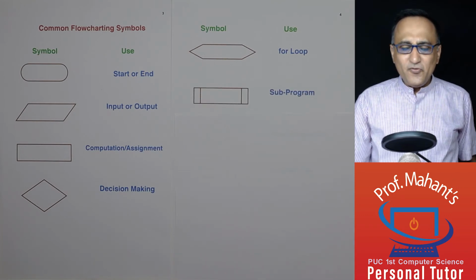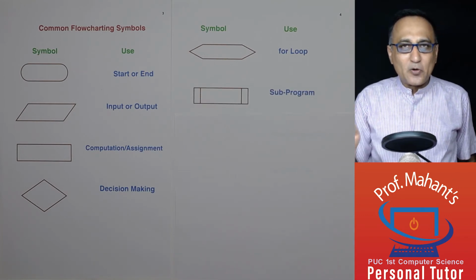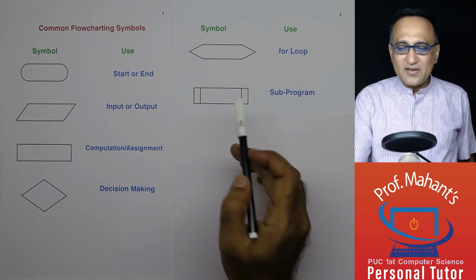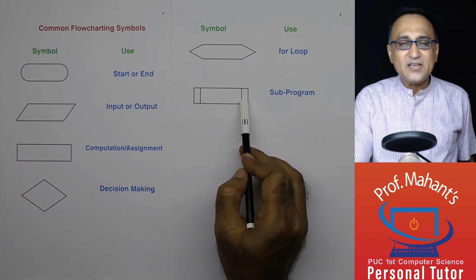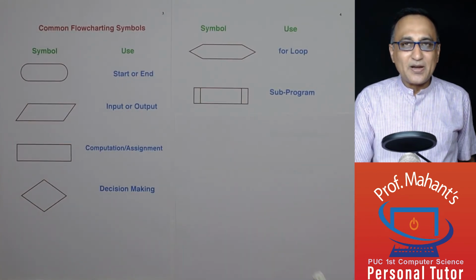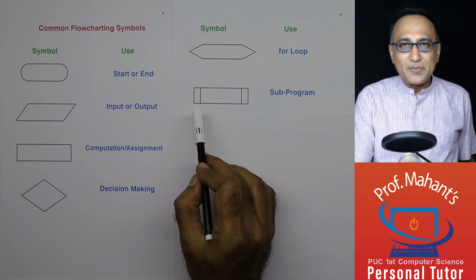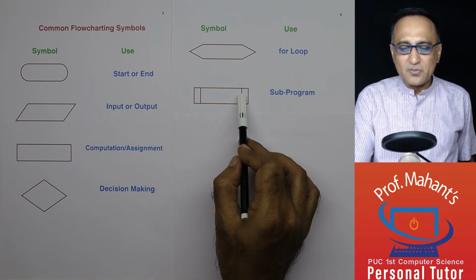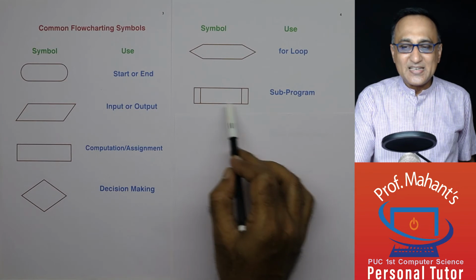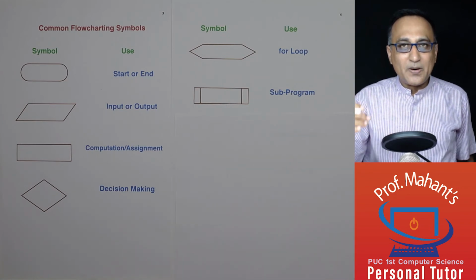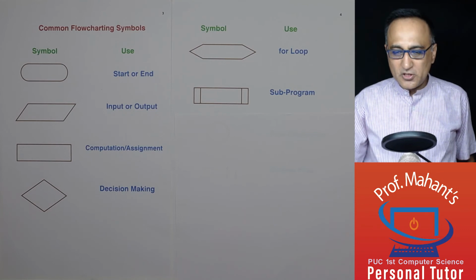Then if we are writing our own subprogram or subfunction, which we're not really doing in this introductory course, then we use this particular symbol. So say for example, I have written my own square root. Then whenever I'm calling that particular square root, I'll use this symbol to indicate that this is a subprogram or sub part of my program, also known as a function or a procedure.